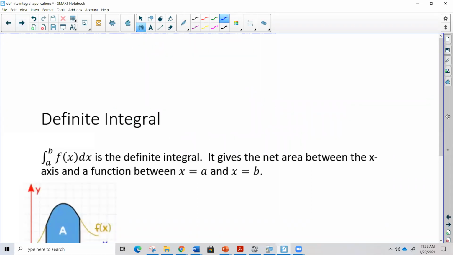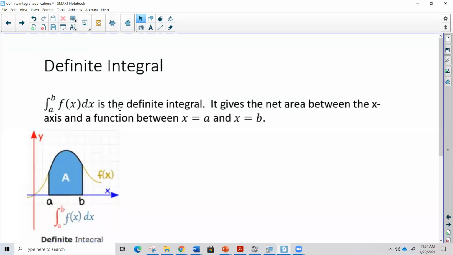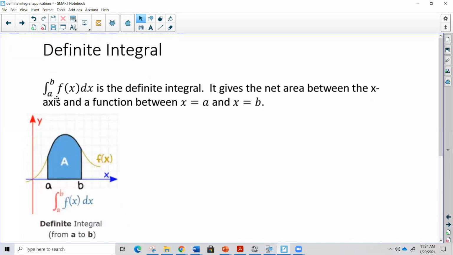So just as a reminder, when we talk about the definite integral, we write it as the integral, and then we put a lower limit and upper limit. A and B just stand for some number, of f of x dx. This is called the definite integral. And what it means graphically is it gives the net area between the x-axis and the function, between these two x values, A and B.